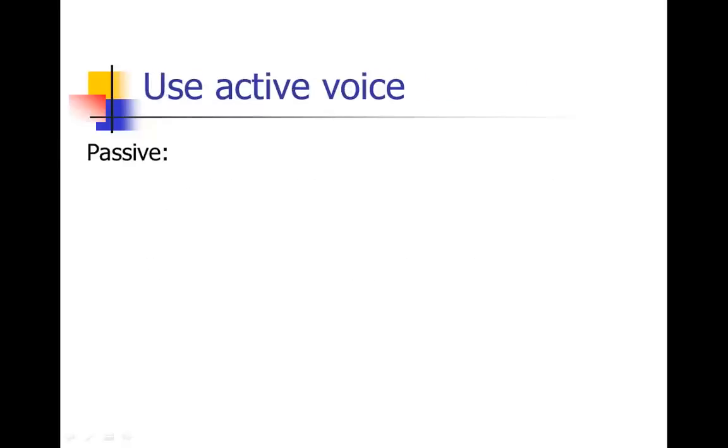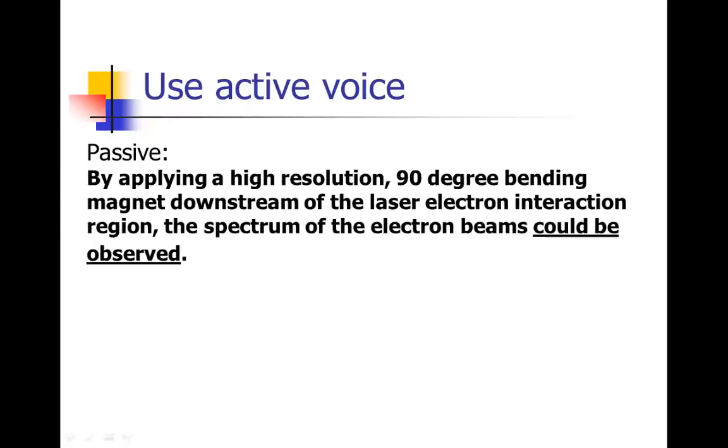So here's an example of a passive voice sentence that we can turn back into the active voice. So it says, by applying a high-resolution 90-degree bending magnet downstream of the laser electron interaction region, the spectrum of the electron beams could be observed. So you can see that that's the passive voice because, first of all, we don't have a subject here. We don't know who's doing the observing. We know what was observed, the spectrum of the electron beams, but we don't know who was doing the observing. Then we've got the could be, that's the form of the verb to be, and then we've got the observed, the past tense of a verb that takes an object.